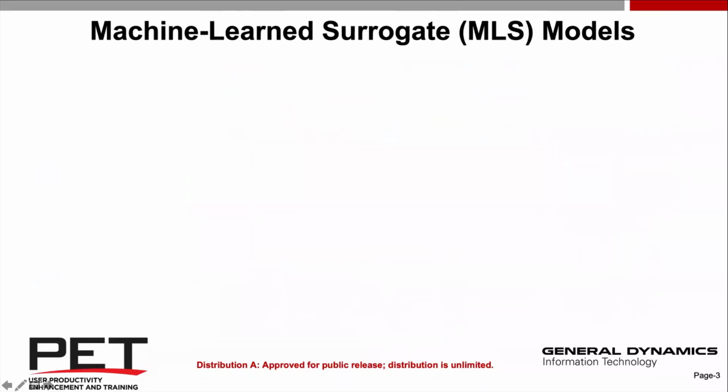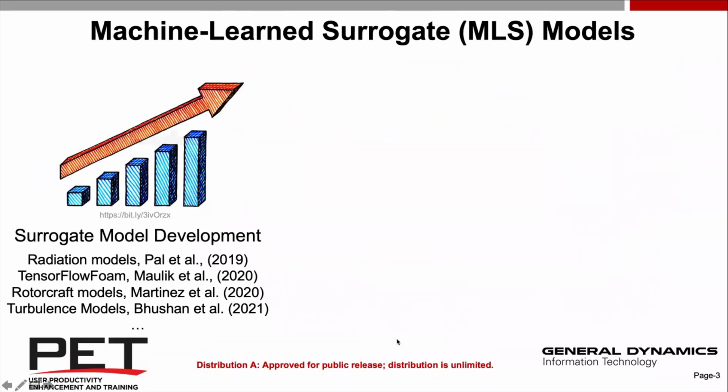There is a growing trend of research in augmenting CFD codes with machine-learned surrogate models. For example, the work by Pal et al. for developing radiation models, or Malek et al. for developing TensorFlow Foam, which is augmenting OpenFOAM to be able to call TensorFlow models. The work of Martinez et al. in developing rotorcraft models, and the work of Bouchon et al. in developing turbulence models.